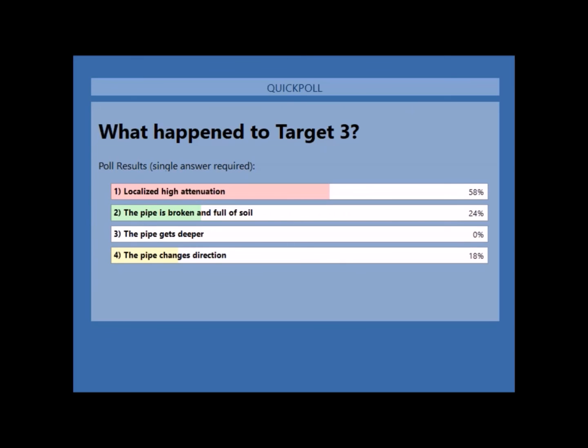And so number 2 is a possible answer, but I don't think it's the most plausible answer. And then as for the pipe getting deeper or changing direction, probably not too logical that the pipe would suddenly dive deeper in one spot. Maybe you guys have seen situations where that occurs, but I don't think that that's likely in many cases.